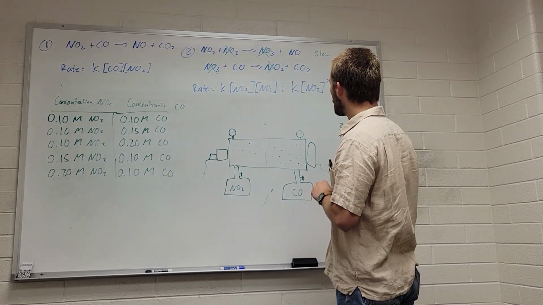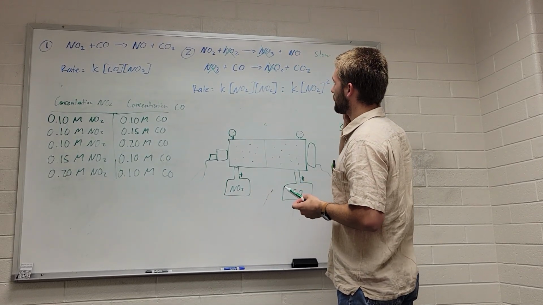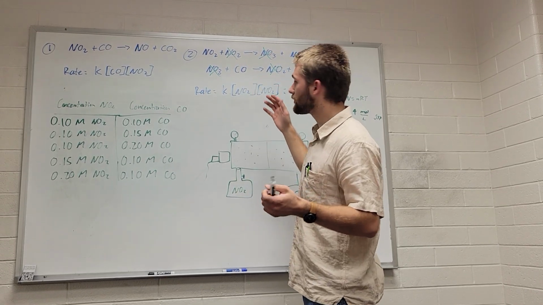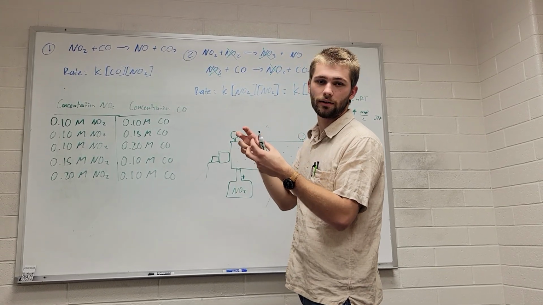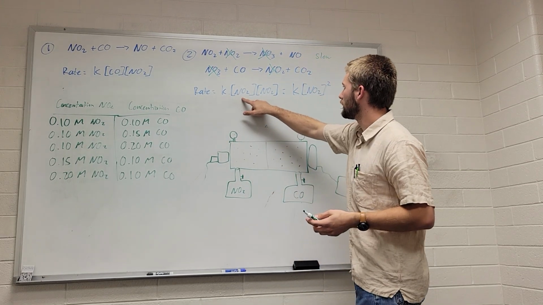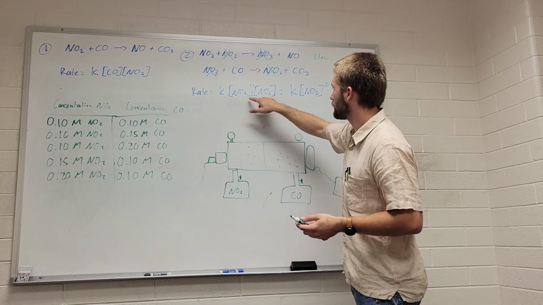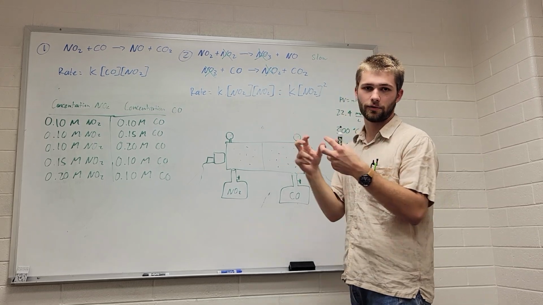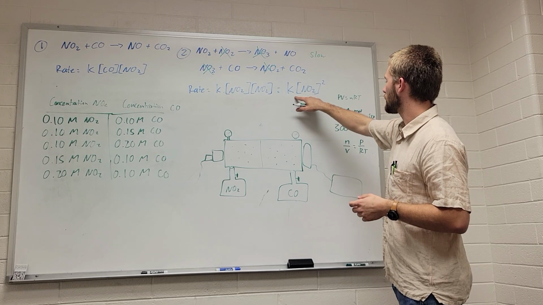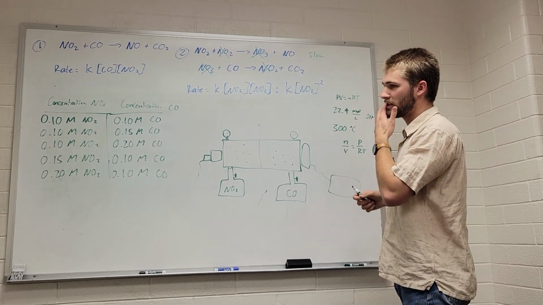So if this is the rate-determining step, then we can write the rate law. It's just another bimolecular reaction, except this time it's an NO2 hitting another NO2. So the rate law equals the rate constant times the concentration of NO2 times the concentration of NO2, right? Since two of them have to hit. So it can also be written as the rate constant times NO2 to the second power.